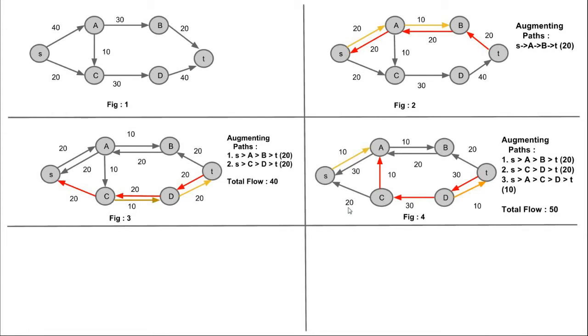And we can see that we cannot find any more augmenting paths. Those are the paths from S to A. There is no path from S to T. S to A to B, there is no path from B to T. Similarly, there is no path from S to C. So there are no more augmenting paths within this graph. So this is the final residual graph, and the max flow is 50.